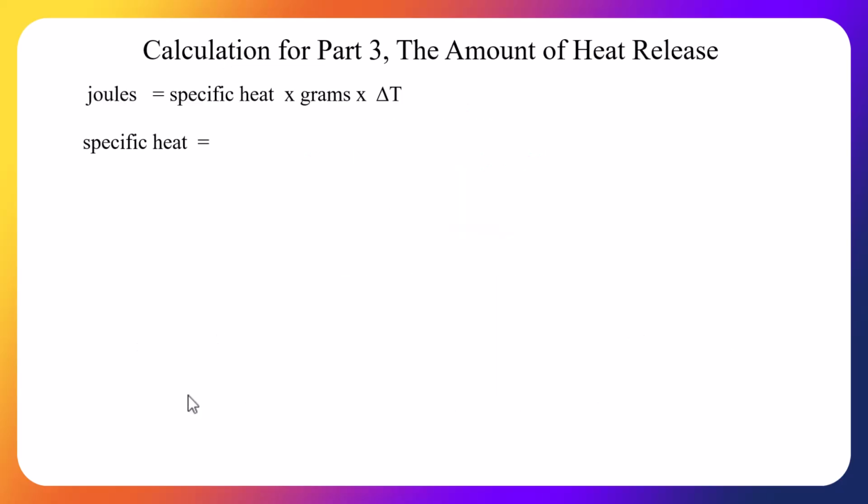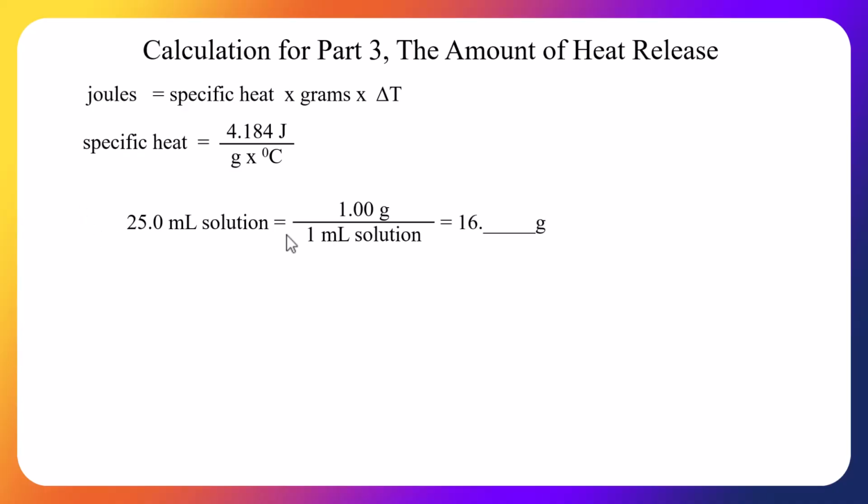Alright, so we're going to take the joules, which is specific heat, times grams times delta T, and once again specific heat's 4.184 joules per gram per Celsius. And this time we're using 25 milliliters of water, so you should be able to figure out the grams of the water. Milliliters of solution cancel, and we started at 20.55 Celsius and we ended up at 25.8. You should be able to figure out the delta T.